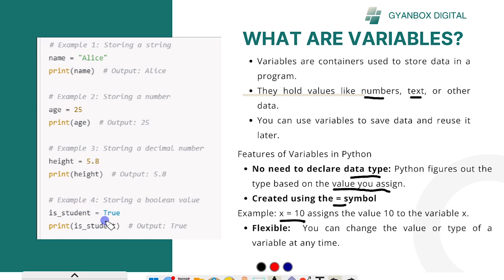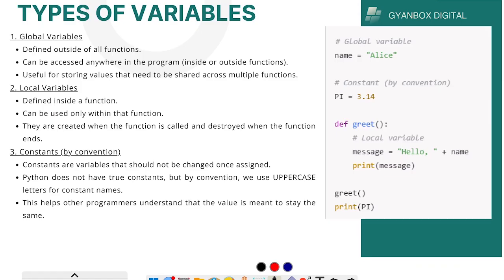There are three different types of variables: global variables, local variables, and constants by convention. So let us understand what these types of variables are. Global variables are the variables created outside of all the functions, like in the main scope. Here, the variables can be accessed anywhere in the program, even inside and outside the functions. We will understand functions in upcoming chapters, but for now, to understand the scope or accessibility of a variable, we must know global variables are accessible in the entire program.